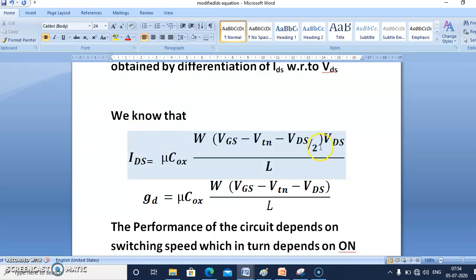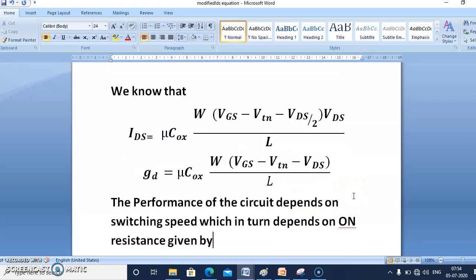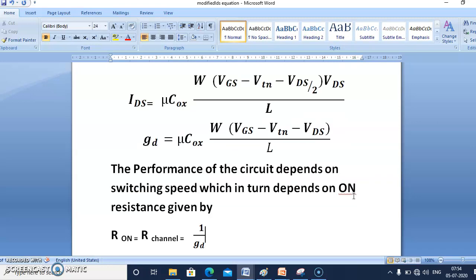If we do the differentiation, mu COX, W by L, all these we consider as constants. Differentiating VGS into VDS with respect to VDS, we will have VGS. Differentiating VTN into VDS with VDS, we will have VTN. Differentiating VDS square by 2 with VDS, the derivative of VDS square is 2 VDS, so 2 VDS by 2, the 2 gets cancelled, and we will have VDS. So this is GD. GD is equal to mu COX W by L into (VGS minus VTN minus VDS).